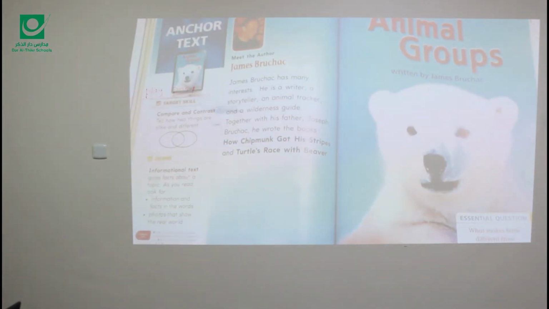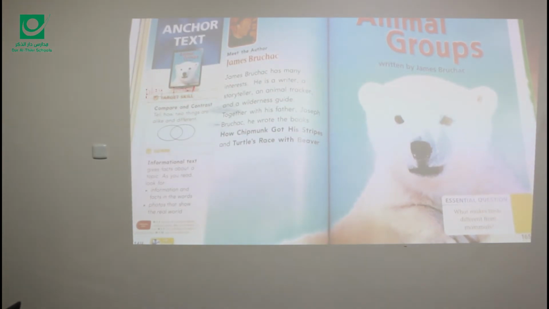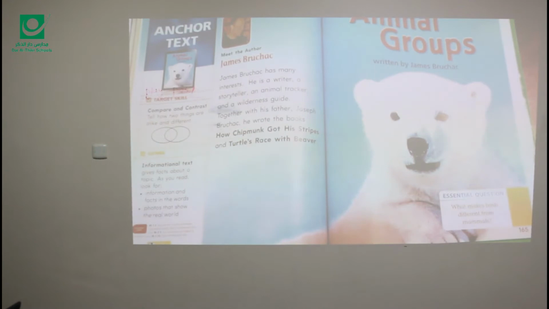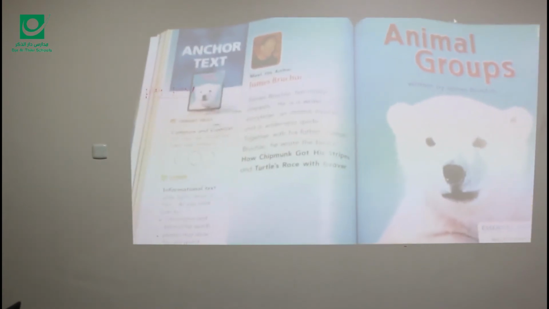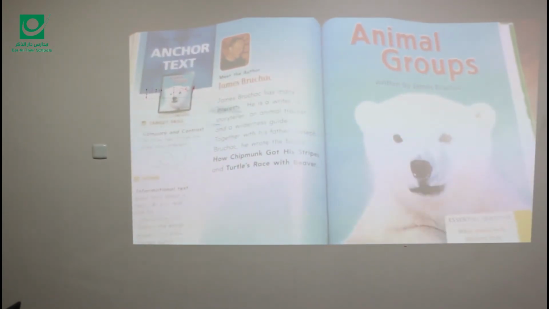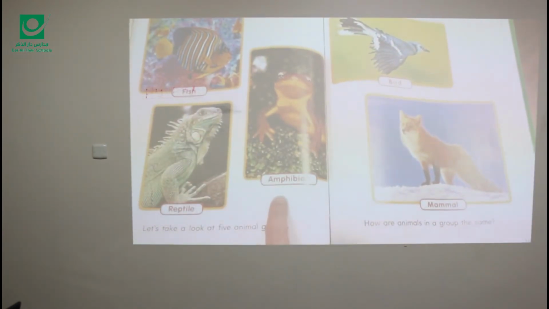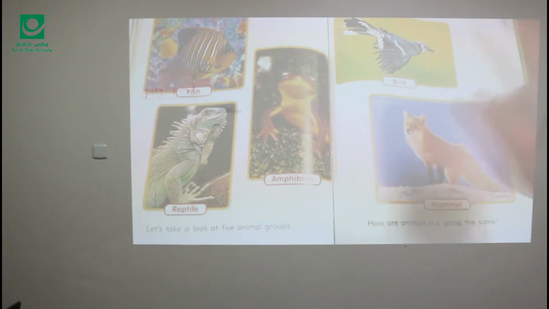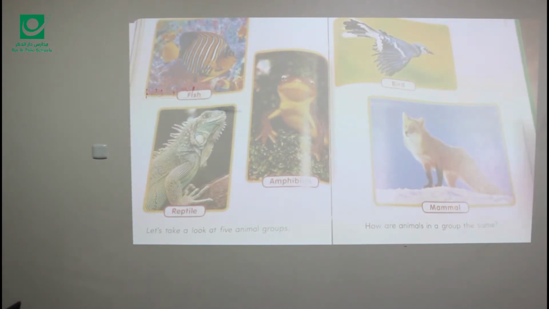Animal groups, written by James Bruliak. The target skill this week is comparing and contrasting, and that is when you tell how 2 things are alike and how they are different. The genre is an informational text which gives you facts about a topic. Animal groups. Fish, amphibian, reptile. Let's take a look at 5 animal groups. Bird, mammal. How are animals in a group the same?